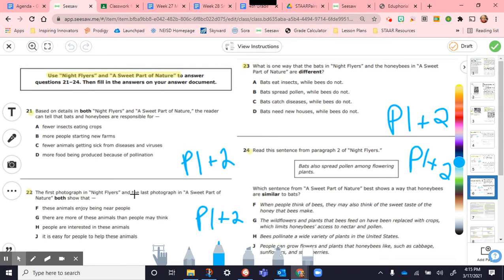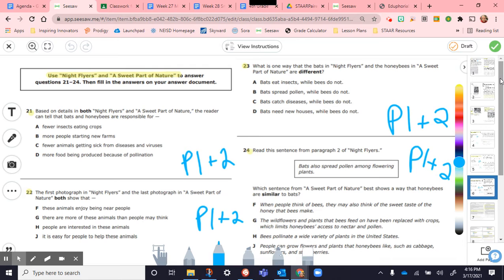So these are things where you're going to use both stories. So the one about the bats, the one about the bees, and you're comparing things that they both have in common. So look here, both. They've got that in bold there. And then you're also talking about how they're different and how they're similar. So make sure you're going back and looking at the correct sections on those.